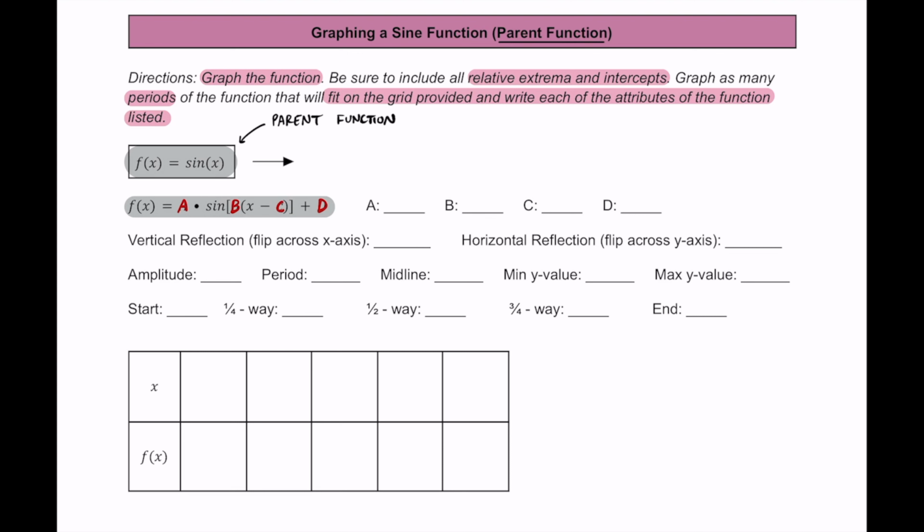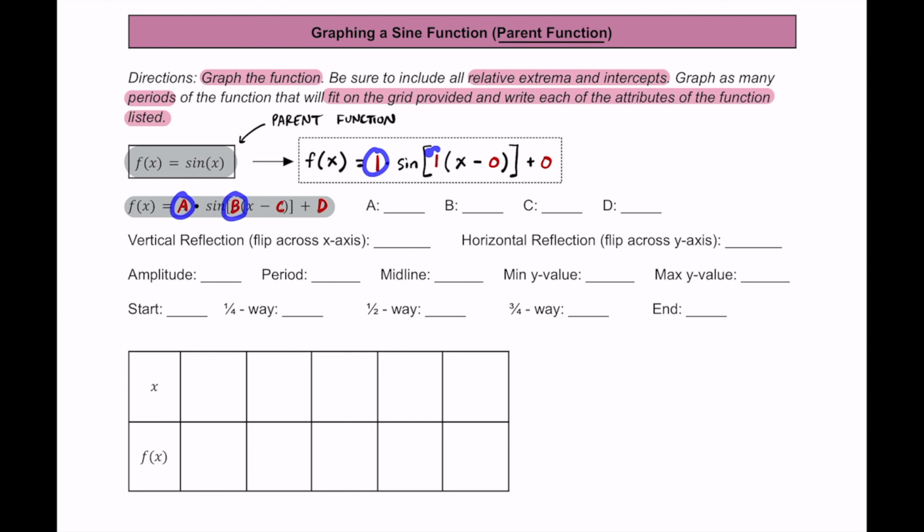Because this is, after all, the parent function, so there aren't going to be any transformations. For the parent function, the value of a is equal to 1, the value of b is equal to 1, the value of c is equal to 0, and the value of d is equal to 0 as well. Hopefully this makes sense, because the identity property of multiplication states that you can multiply anything by 1 and it'll stay the same, and the identity property of addition means that you can add 0 to anything and the value will also stay the same. So the values of a and b are 1 in the parent function, and the values of c and d are 0. So for the parent function, we can just write in that a is 1, b is 1, c is 0, and d is 0.